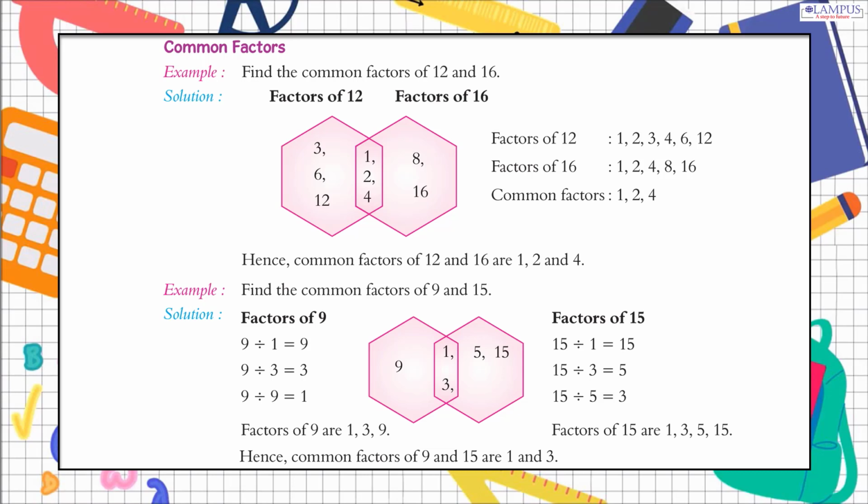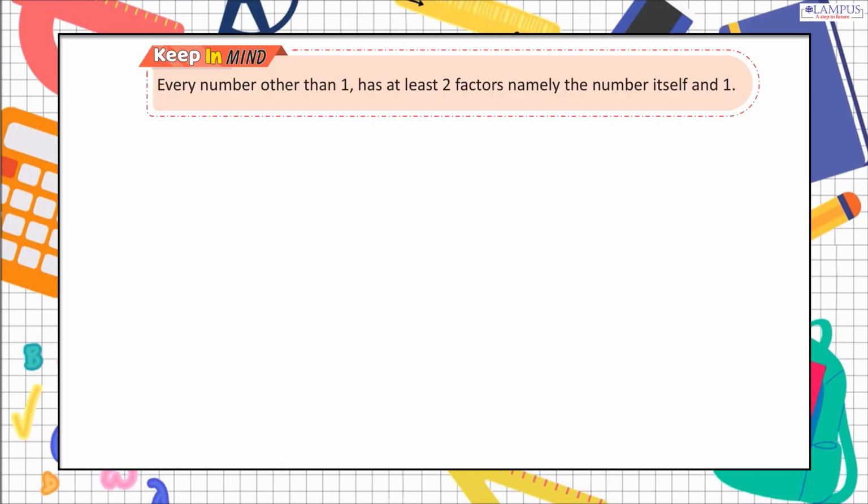Factors of 15. 15 divided by 1 equals 15. 15 divided by 3 equals 5. 15 divided by 5 equals 3. Factors of 15 are 1, 3, 5, 15. Hence, common factors of 9 and 15 are 1 and 3. Keep in mind, every number other than 1 has at least two factors, namely the number itself and 1.